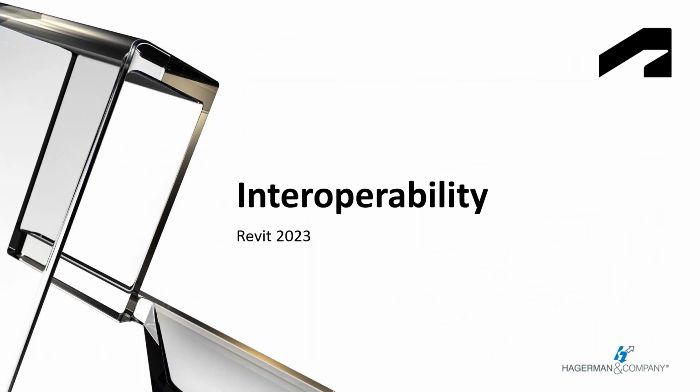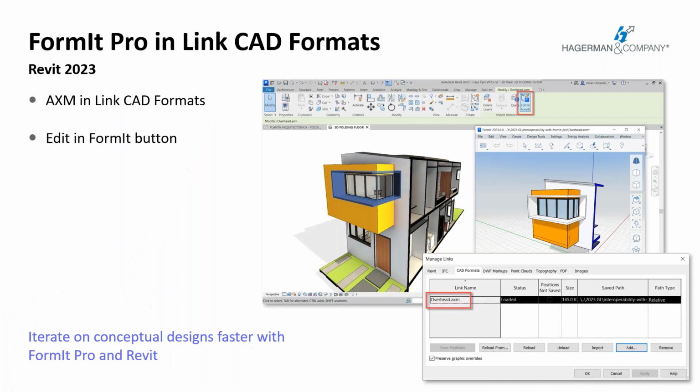All right, so with that, let's now take a look at interoperability. Revit 23 and Formit Pro 23 introduce expanded features for interoperability. This will make it easier to iterate early stage designs. You can now link Formit AXM files directly in Revit. Changes to the Formit file are reflected in Revit when the link is reloaded, just like a CAD or Revit link.